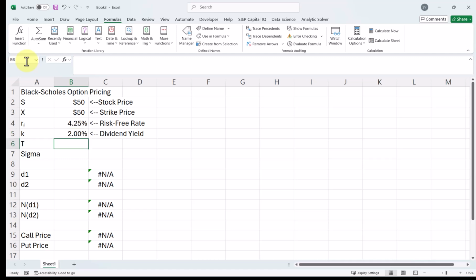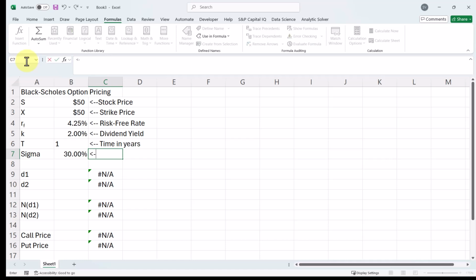Time, we're just going to start with a 1-year option here, so I'll put this in. And this is time in years. And I'm going to name this cell time. And then finally, sigma, a standard deviation for a regular stock, is probably going to be somewhere around 30%. So I'll put 0.30 in here. And this is again the volatility for the underlying stock, and I'm going to name this one sigma.